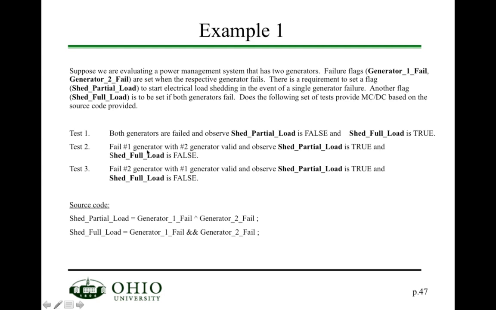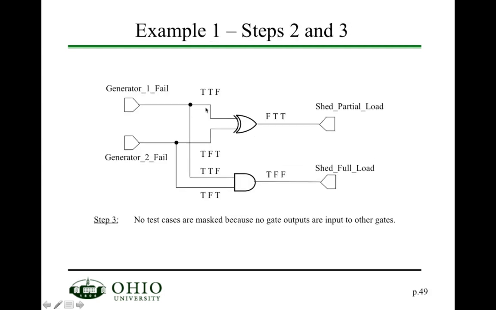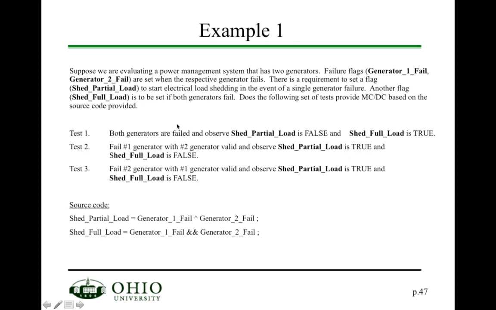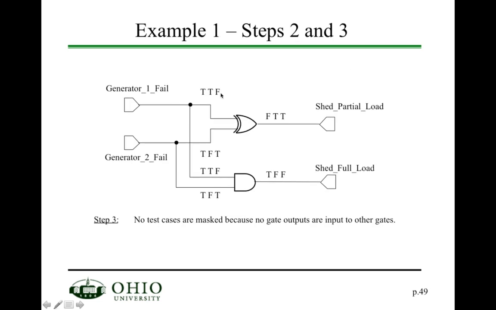In the second case, you failed generator 1, so that's going to be true, and the second one is going to be false. And in the third one, you failed generator 2, and the first one is working, so you can say false for the first one. Okay, so in this case, I'm working out the AND operation. It's going to be true, false, false here, and exclusive OR gives you false, true, true.